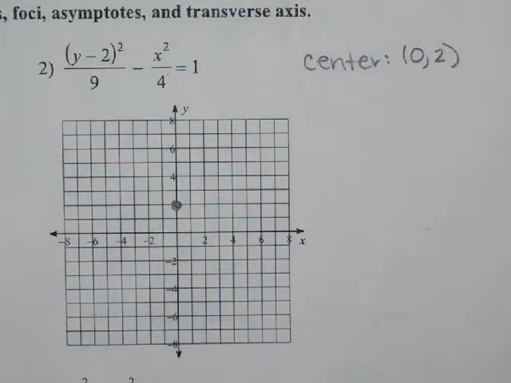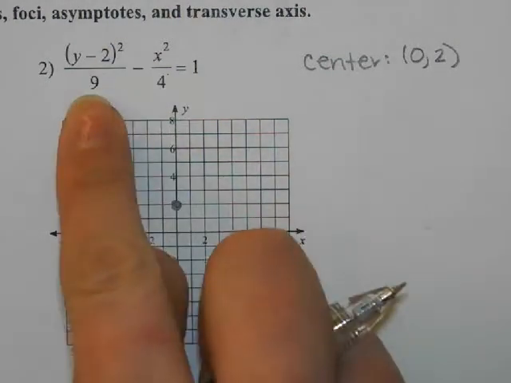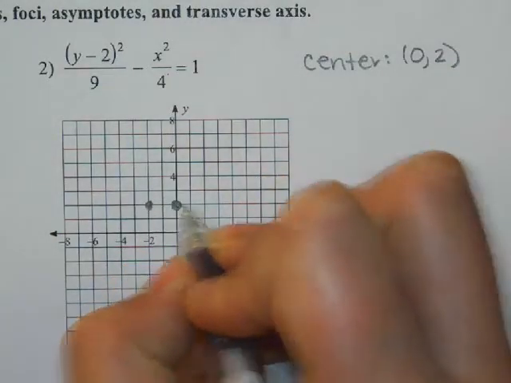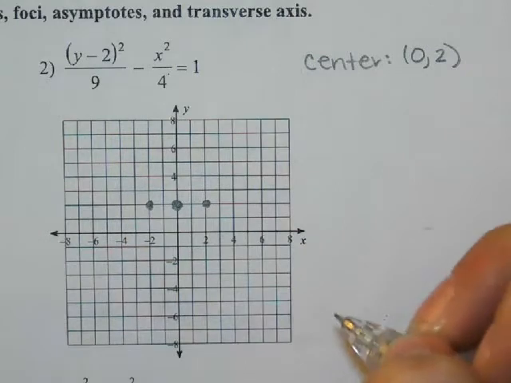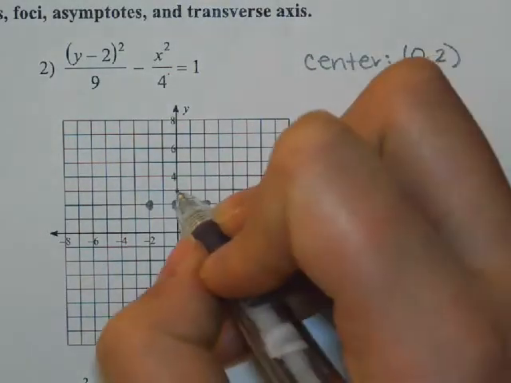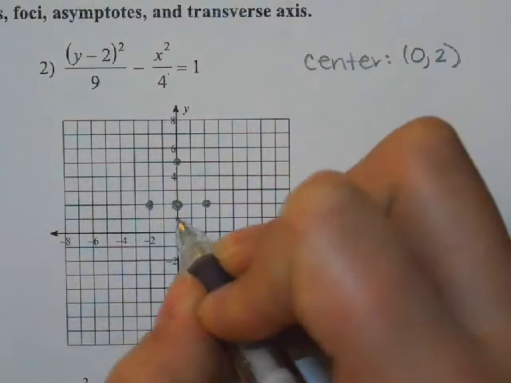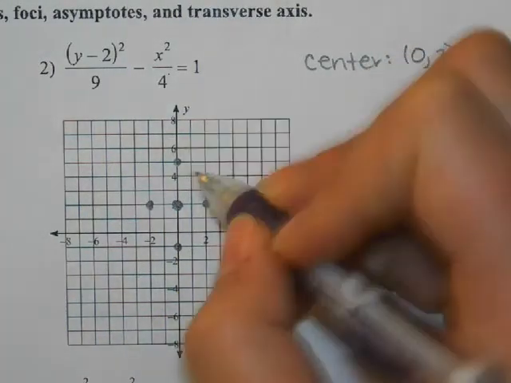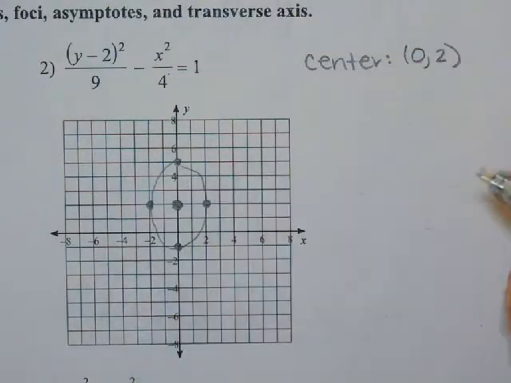And then how far to the left and right should I go? 3. Not 3. Be careful because that's under the y. 2, yeah. So you really got to watch these ones. It's tricky. And then how far up and down should we go? 3. 1, 2, 3.